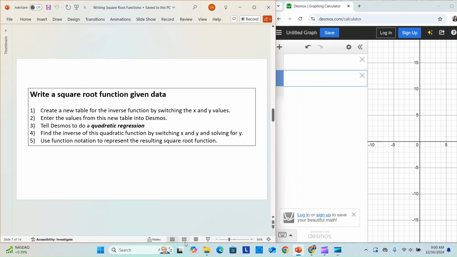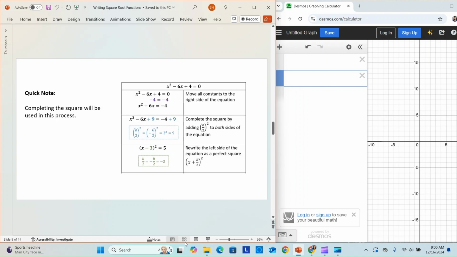Okay, so here's the process. We'll start off by creating a new table of values for the inverse by switching x and y. Then we'll enter this table into Desmos. Then we'll have Desmos do the quadratic regression, okay? And then that function will be the inverse of the function we're looking for. So we'll need to find the inverse of the quadratic by switching x and y and solving for y. And then we can use function notation to represent the square root function that we get as the result.